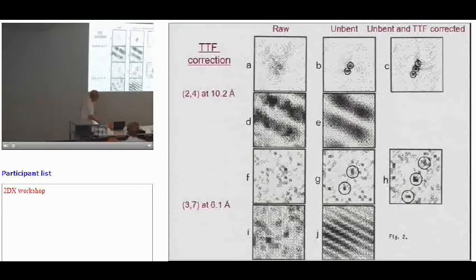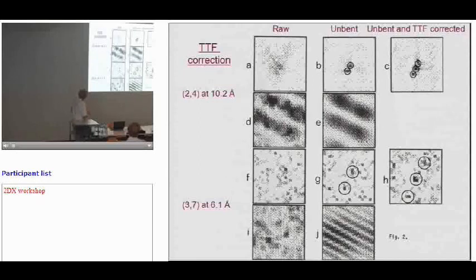Okay, so when you then look at what happens to a real image, here is a particular tilted image of a tilted diffraction 2D crystal. Here is what one of the spots looks like. This is the 2-4 reflection at about 10 angstrom resolution in a 45-degree tilted image. Here is what it looks like before you unbend it. You unbend it, you get the 2 spots you expect, because we're not correcting for the contrast transfer function. After we correct for it using the TTF, you get the correct spot with the correct phase in the middle, and you get these 2 wings, which are a little bit further out, twice as far out as these ones are.